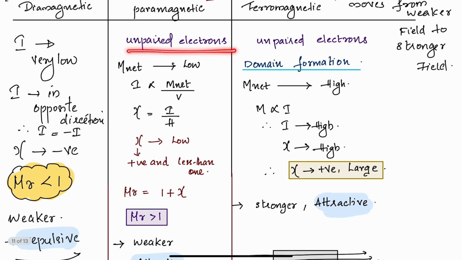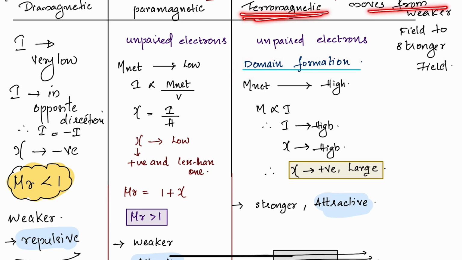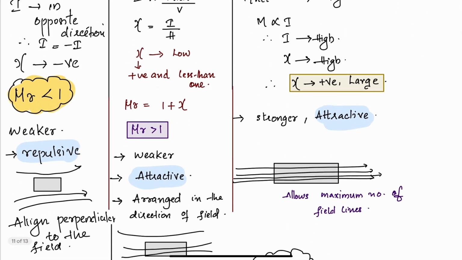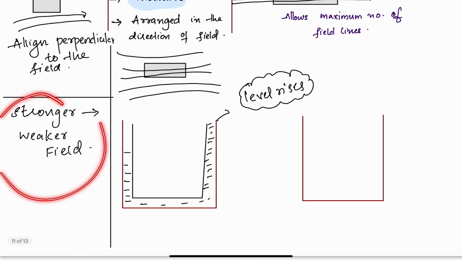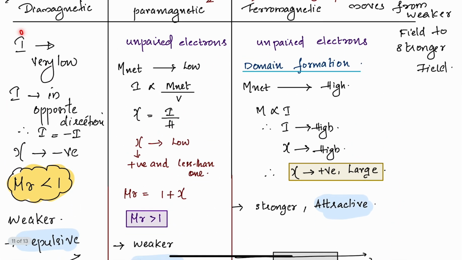There are unpaired electrons in paramagnetic. In ferromagnetic also there are unpaired electrons. Very important is domain formation in ferromagnetic substances. In case of ferromagnetic, it moves from weaker field to stronger field, whereas in diamagnetic it moves from stronger field to weaker field. In case of diamagnetic, chi is negative.